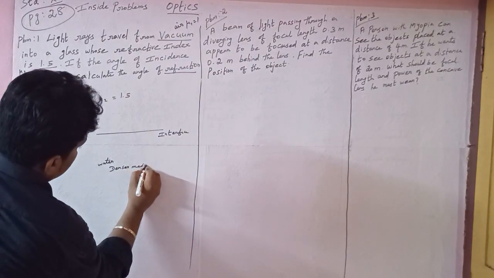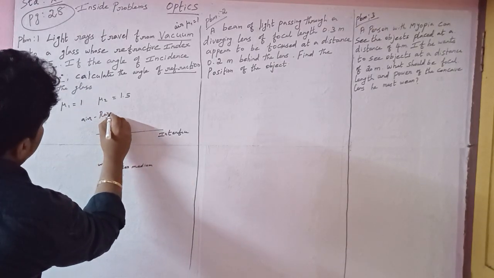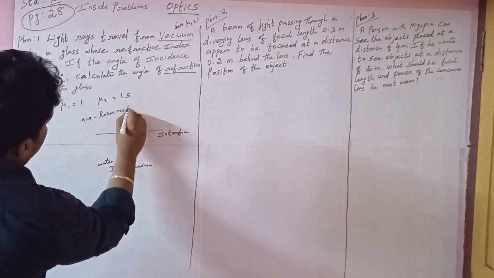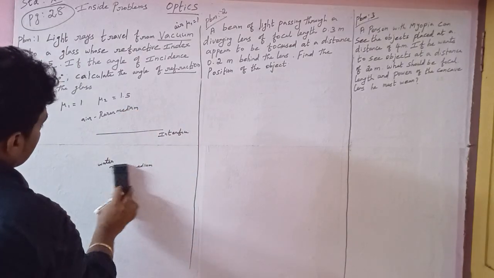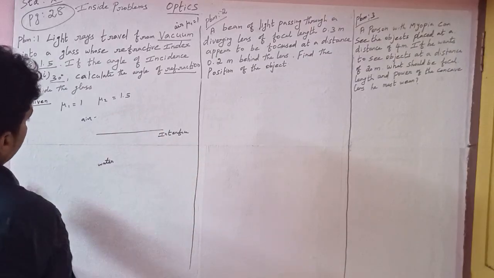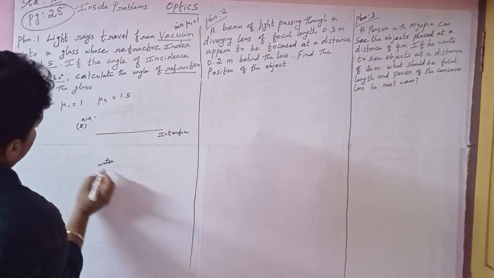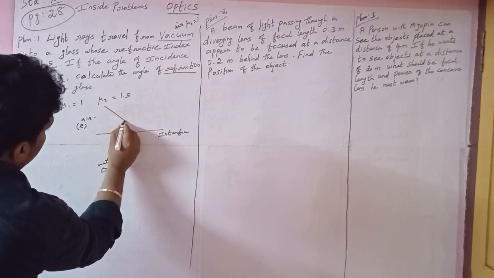And the air is the rarer medium. Can you understand? Water is the denser medium and air is the rarer medium. So you have to pass a light ray.